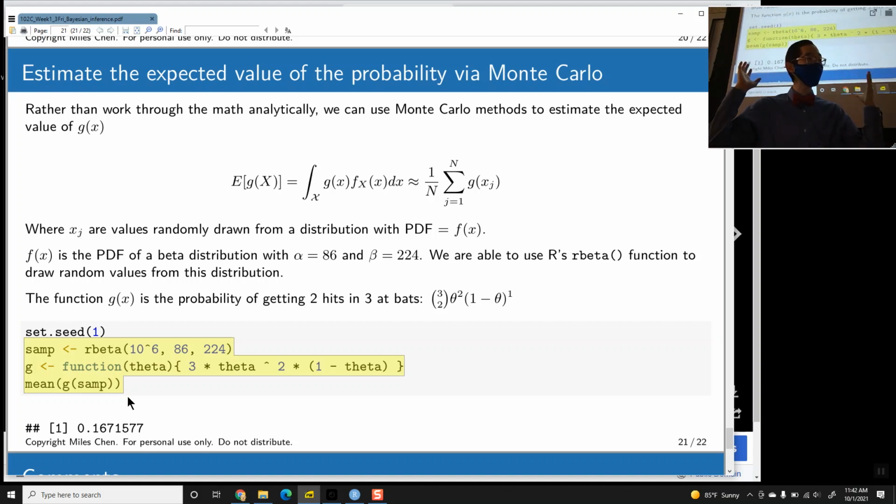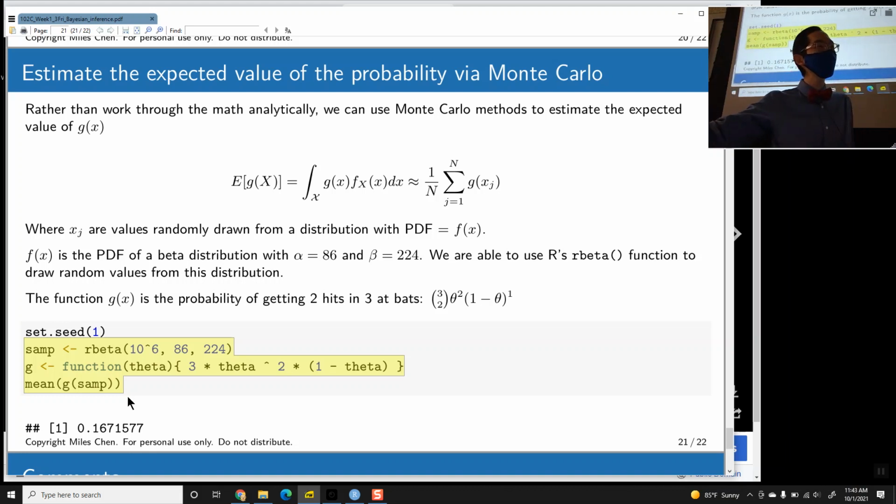Just give me a sample, plug that sample into your function, take the mean after you've applied the function to your sample. And that's it. And that's basically Monte Carlo methods, okay? We're not going to end the lecture here, or I mean end the course here. But this is basically what you're doing.